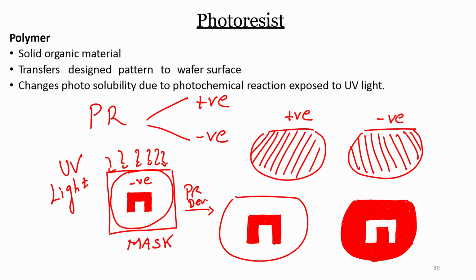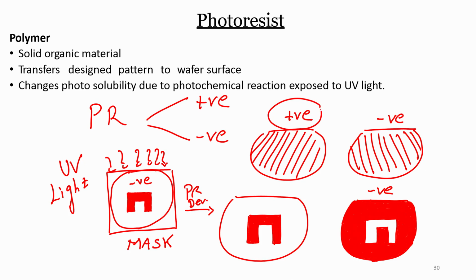Yeah, you see. So, that is if I use negative photoresist, sorry, and I use this mask, then I obtain this kind of pattern, and this pattern means that the area which was exposed gets stronger and the area which was not exposed gets weaker.